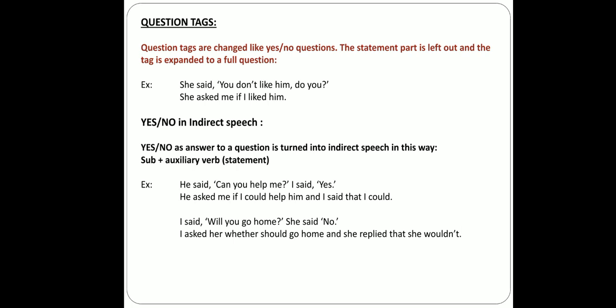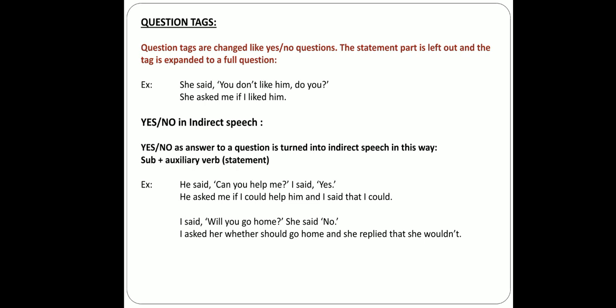He asked me if I could help him, and I said that I could. Yes changes to I could. If you are not going to help him, if you get no in the direct speech, the answer might be I couldn't. The second example is related to the negative one.